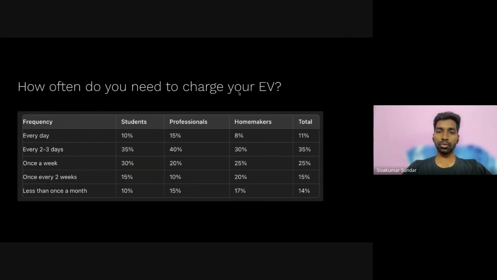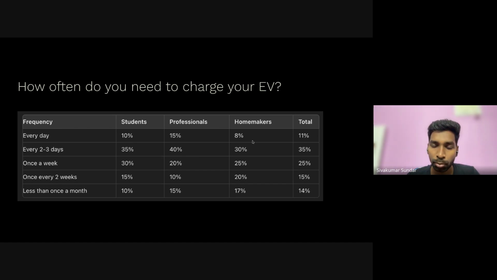How often do you need to charge your EV? I've divided users into three groups: students, professionals, and homemakers. Every day, I think students are 10%. Professionals, who are higher in number, say they charge it every day. And every 2 to 3 days, it's 35, 40, 30. So mostly the category is the first three. It's either every day, or most people charge it every 2 to 3 days.